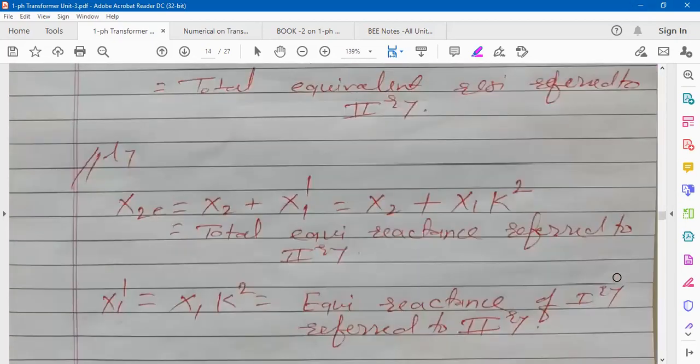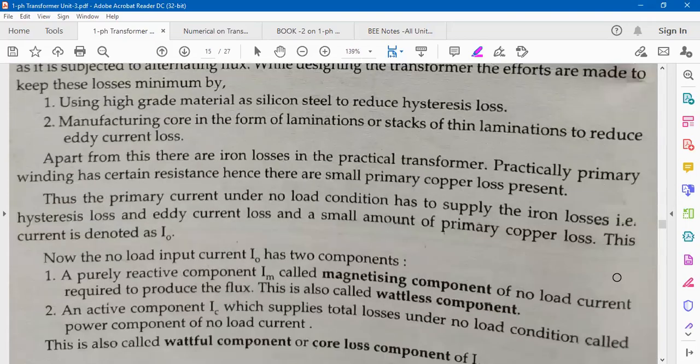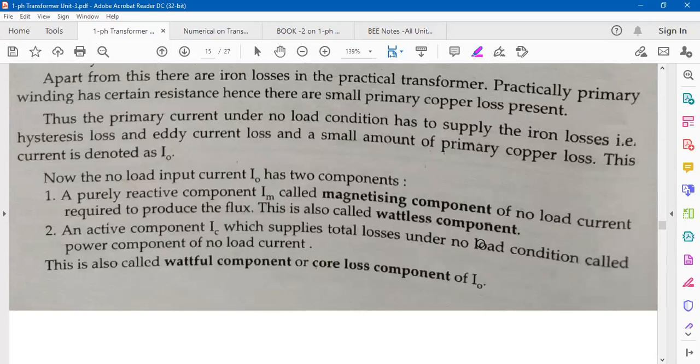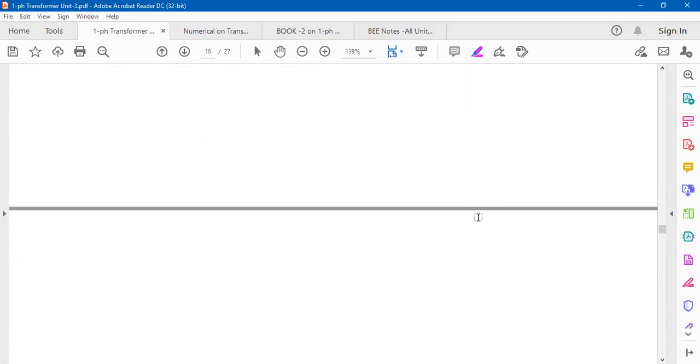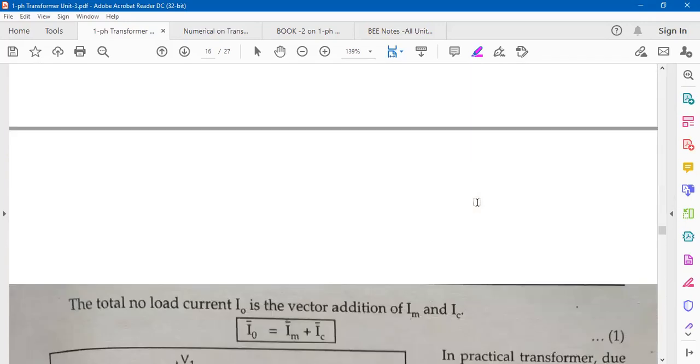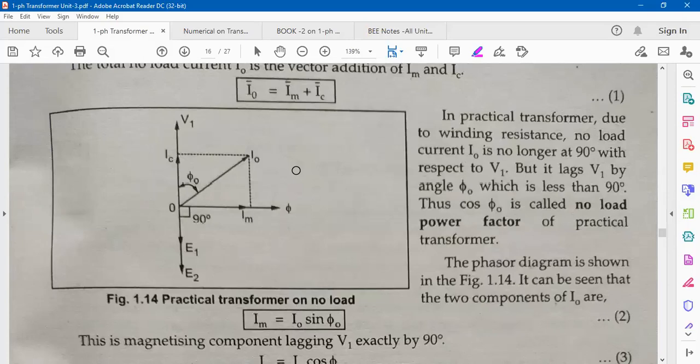This is about the leakage reactance. This one, see here, this one phasor diagram also.